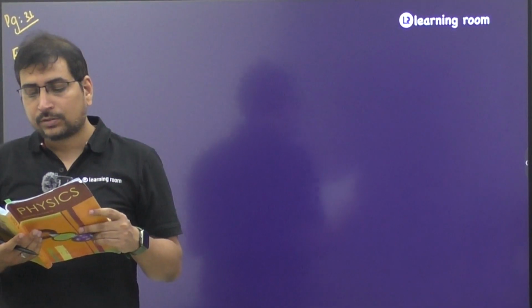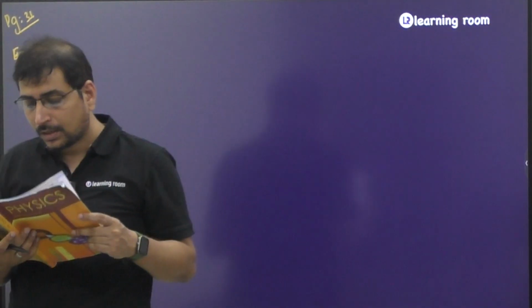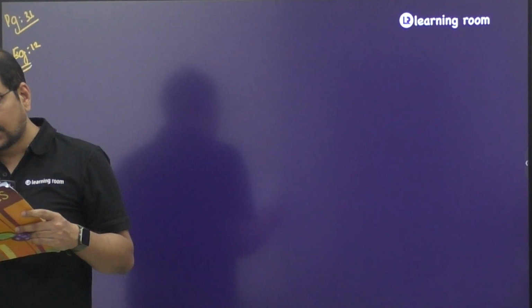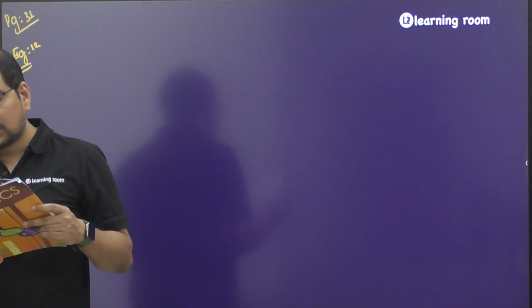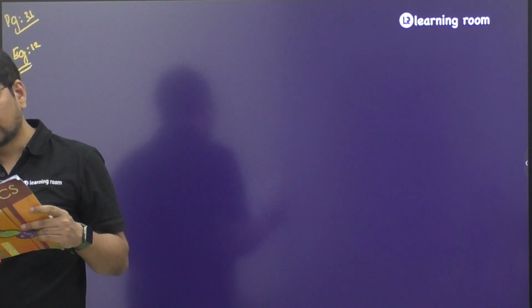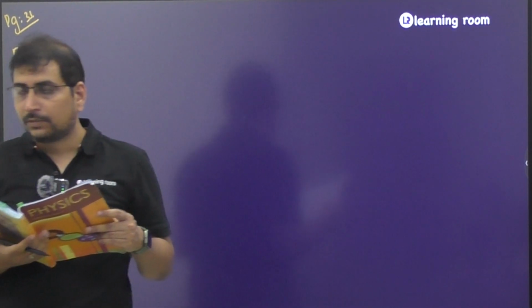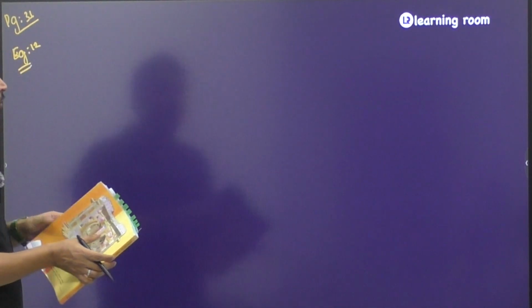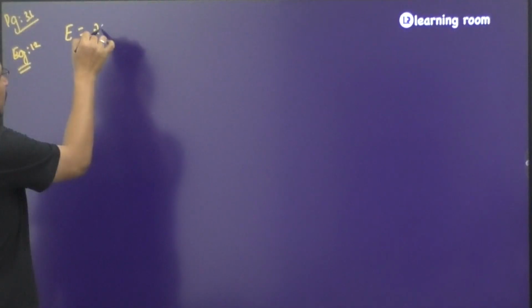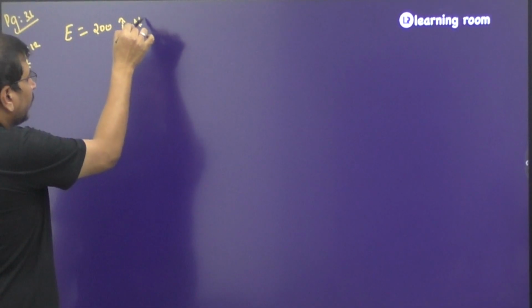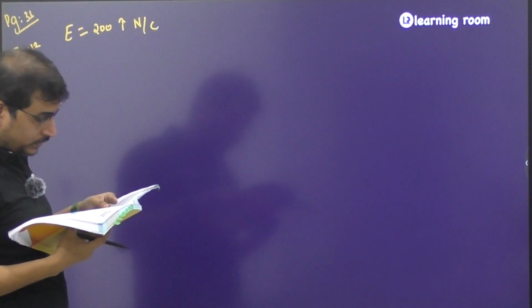An electric field is uniform, right? It is in the positive x direction for positive x, and a uniform electric field with the same magnitude but in the negative x direction for negative x. It is given that the electric field is 200 i cap, so the electric field is 200 i cap newton per coulomb.